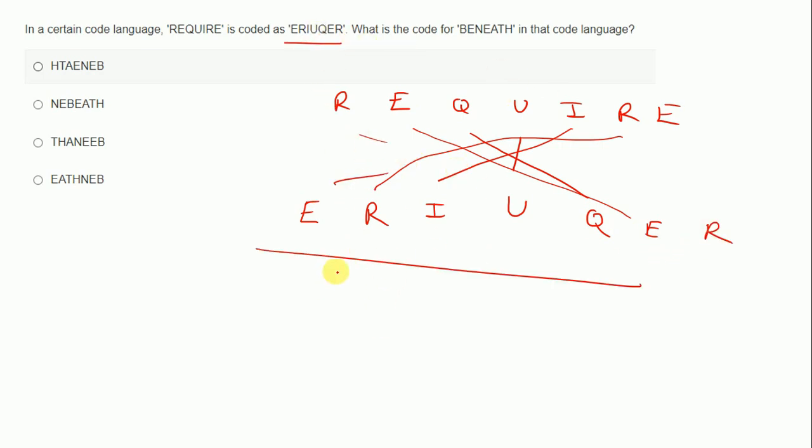Now for BENEATH, here will be the same pattern. H will be at the start, then T, then A, then E, then N, then E, then B, and this word is HTAE. This is the correct option.